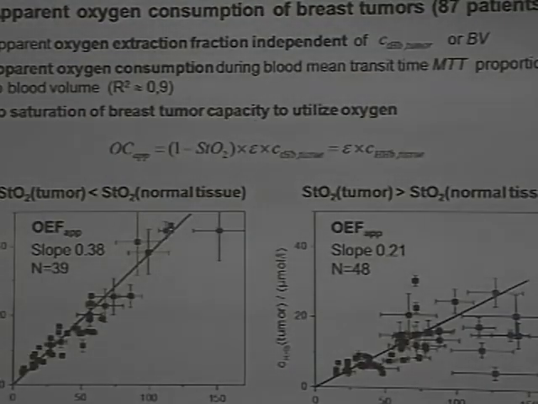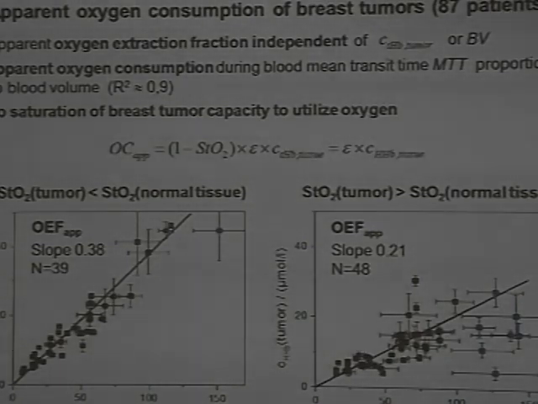I skip this. And here I show you the apparent oxygen consumption of breast tumors in the two subpopulations which we defined. Those with a blood oxygen saturation smaller than normal breast tissue, and what you see is you get essentially a straight line. That's essentially blood oxygen consumption over blood volume, and the data scatter around a straight line, and the straight line is just the apparent oxygen extraction fraction, and this is 38% in this case.